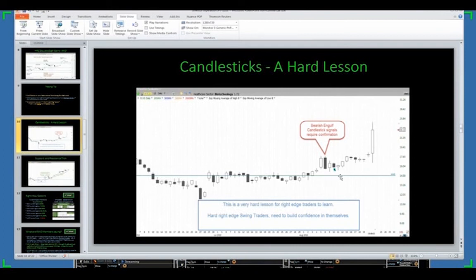And this is another one here where we ended up buying it on this dark inside day here. I love inside day buys. And then up we went and made some money, closed it out on that right there.